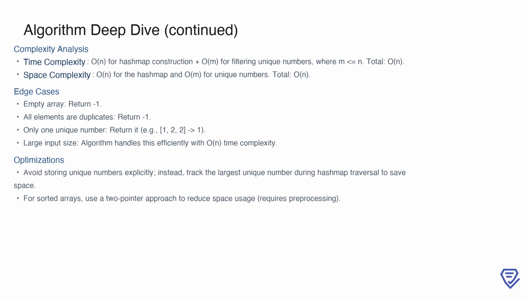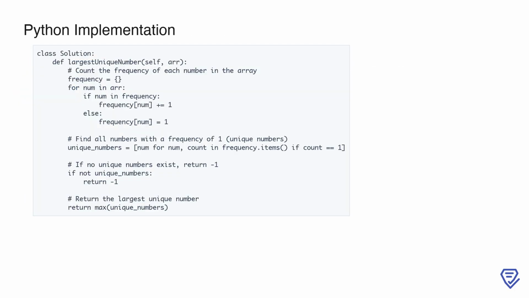For edge cases, the algorithm handles scenarios like an empty array or all elements being duplicates by returning -1 when no unique numbers are found. If there's only one unique number, it simply returns that number. Optimizations are also possible, such as avoiding the use of a list to store unique numbers and instead tracking the largest unique number during the hash map traversal. This saves additional space. For sorted arrays, a two-pointer approach could be used, but it requires pre-processing and is less general. Overall, the presented algorithm strikes a balance between simplicity and efficiency, making it well suited for the problem at hand.